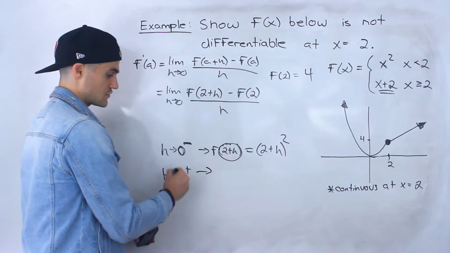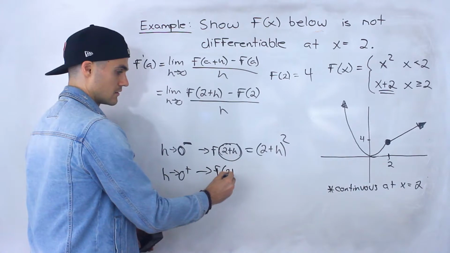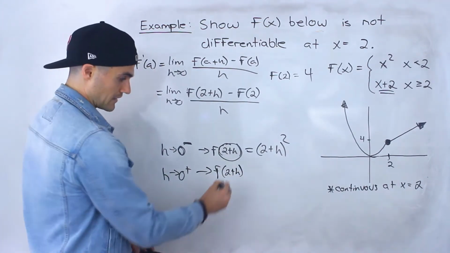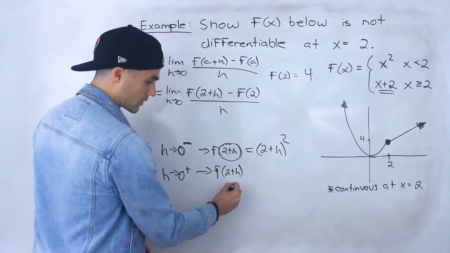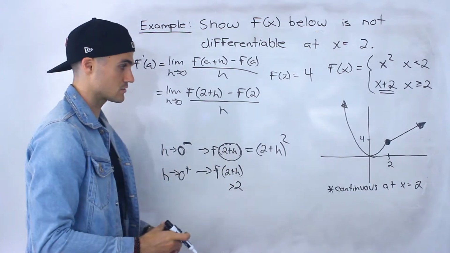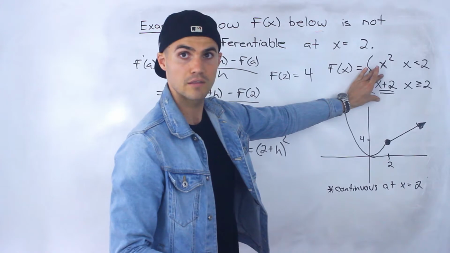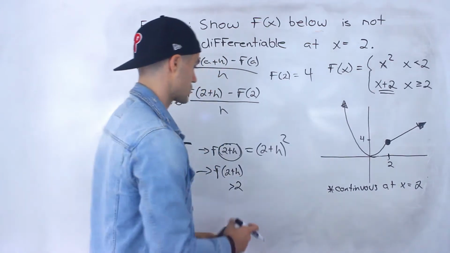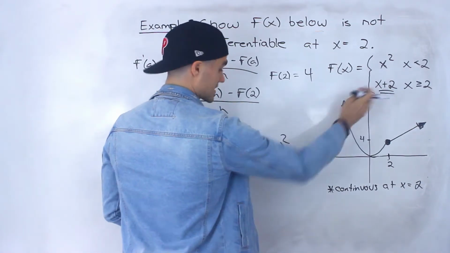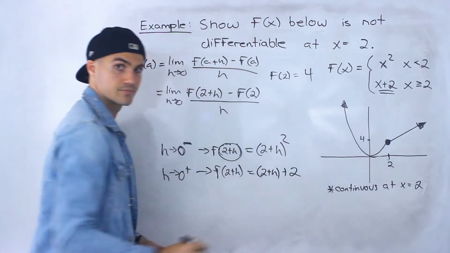However, if we're approaching this h value 0 from the positive side, we're going to have 2 plus a very small positive number, but nevertheless that entire bracket is going to be greater than 2. It's going to be very close to 2, but greater than 2. And if the x value is greater than 2, then the function we have to deal with is this one right here, this x plus 2. So we would plug in this 2 plus h expression for this x value. So we'd end up having 2 plus h plus 2, like that.